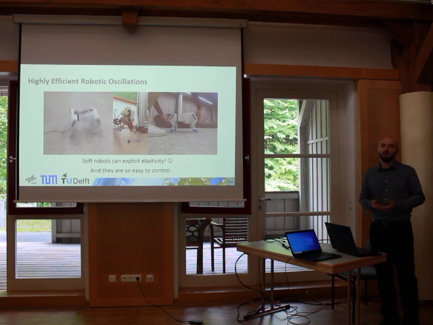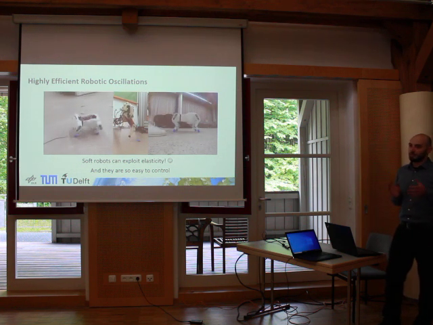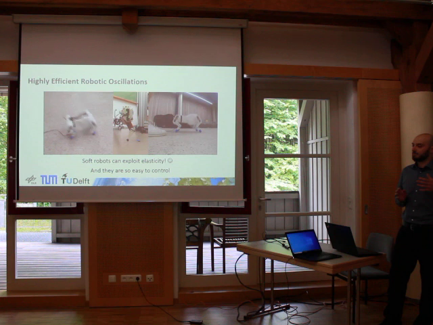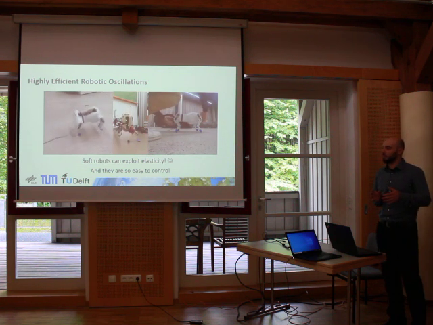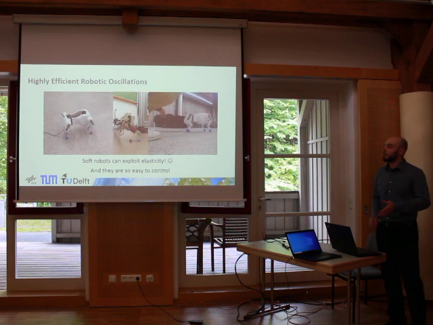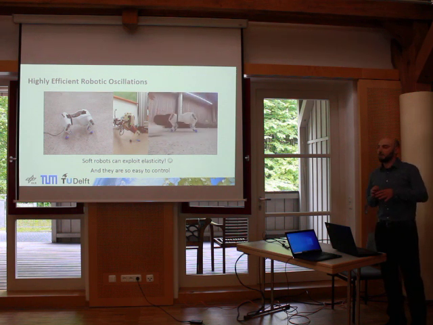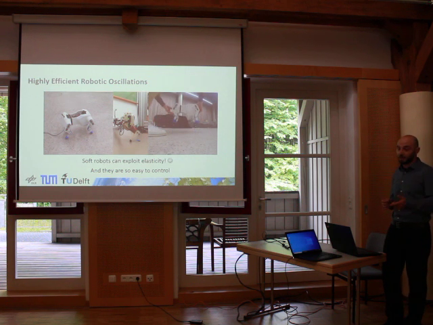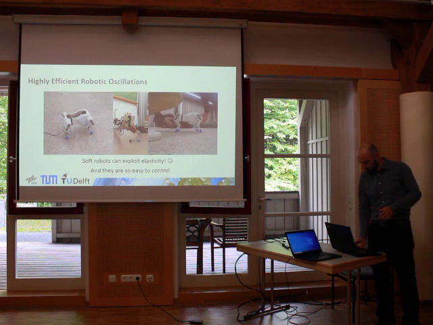So also robots can achieve a wide range of very efficient cyclic motion if we equip them with soft springs. And we hope that in this way they can achieve biological performance. On top of that, we know that they're also easy to control.